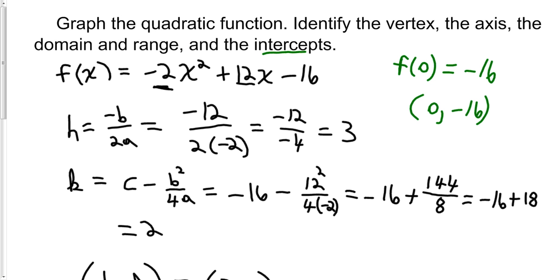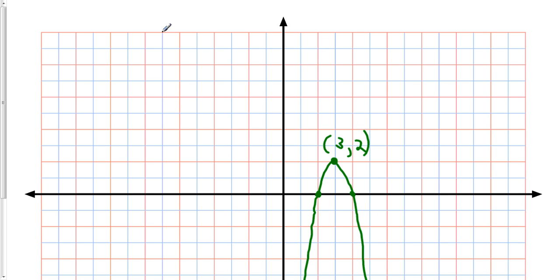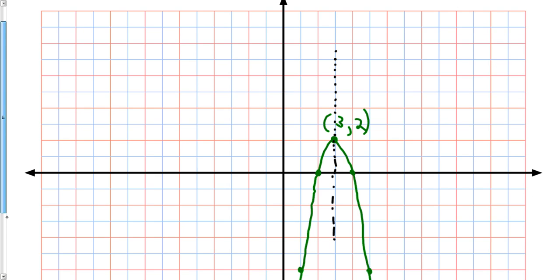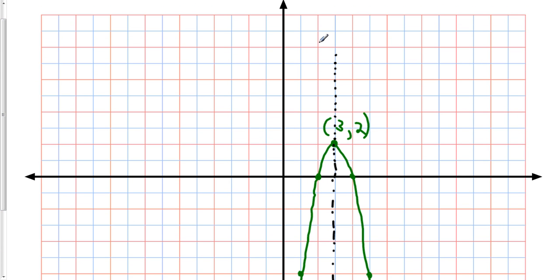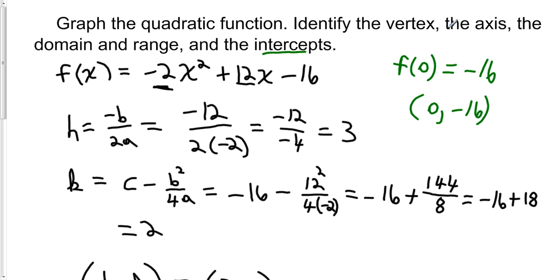All right. It says to identify the axis of symmetry. Well, in this case, the axis of symmetry is a vertical line that goes through the vertex. So this vertical line right here would be the axis of symmetry. And that vertical line has the equation x = 3, or like we said, x = h. So that vertical dashed line I just drew has the equation x = h. So I've identified the vertex and the axis.